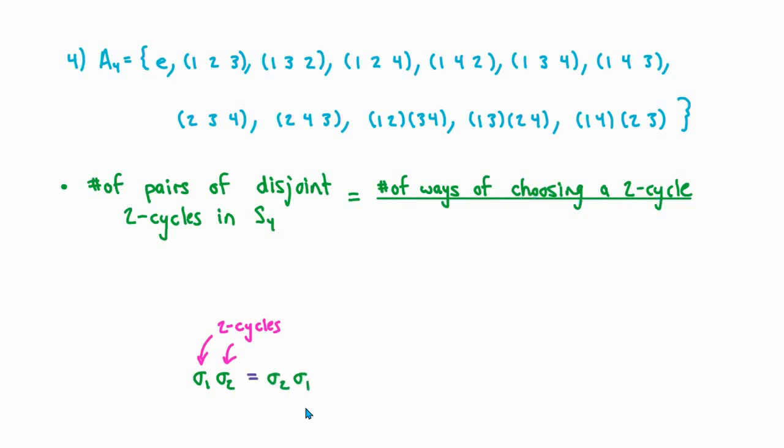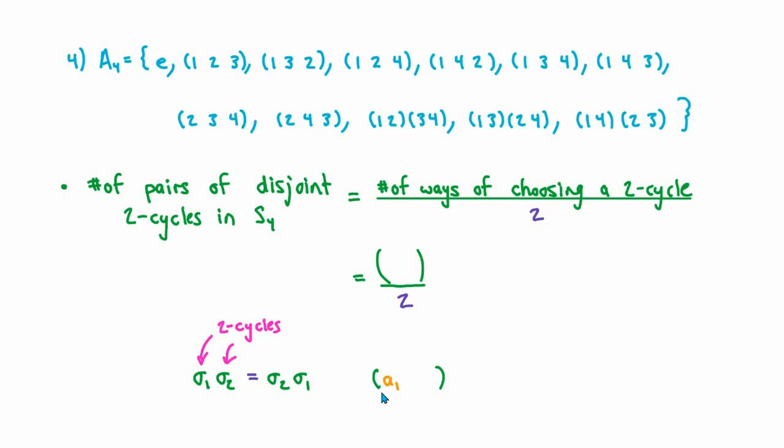But we also need to take into consideration the fact that if you have a product of 2 disjoint 2 cycles, sigma 1 and sigma 2, it's the same as the product of sigma 2 and sigma 1. So after we count the number of ways of choosing a 2 cycle, we need to divide by 2 to accommodate this fact. So our formula is the number of ways of choosing a 2 cycle divided by 2. And we already know how to choose a 2 cycle.